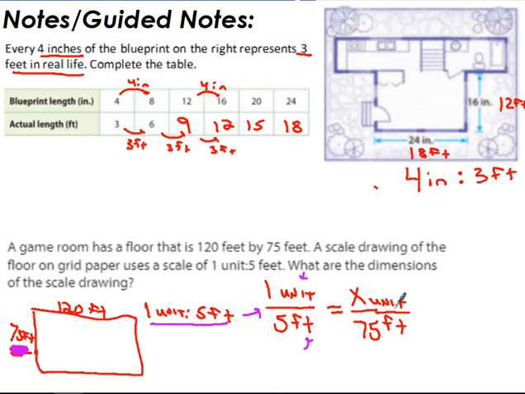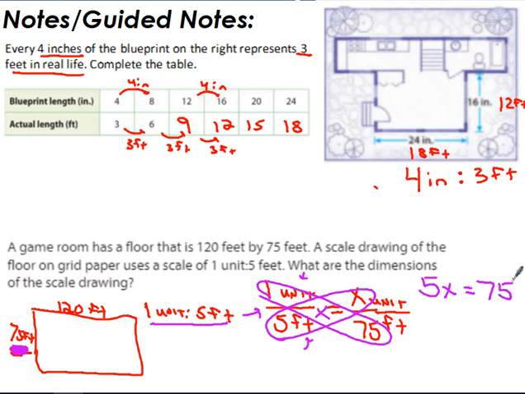Now from here I can solve. And this is where we cross multiply and set an equation. So I'm multiplying diagonally. 5 times x is 5x. 1 times 75 is 75. And I set them equal to one another. So notice how I set it equal. I just multiplied diagonally and set it equal to my other cross multiplication, 1 times 75. And then I get to actually solve for x by dividing by 5.